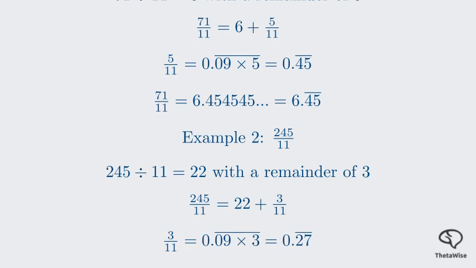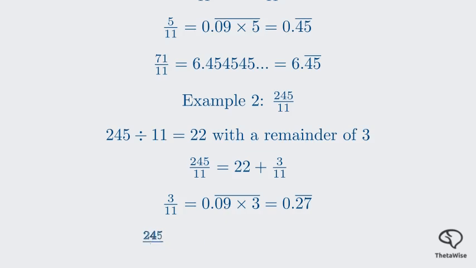0.09 times 3 is 0.27. So 3/11ths is 0.27 repeating. Combining them, 245 divided by 11 is 22.27 repeating. There's our answer. One last example.